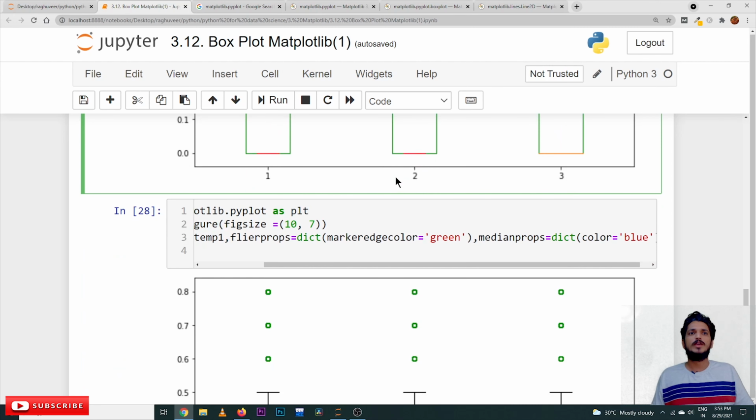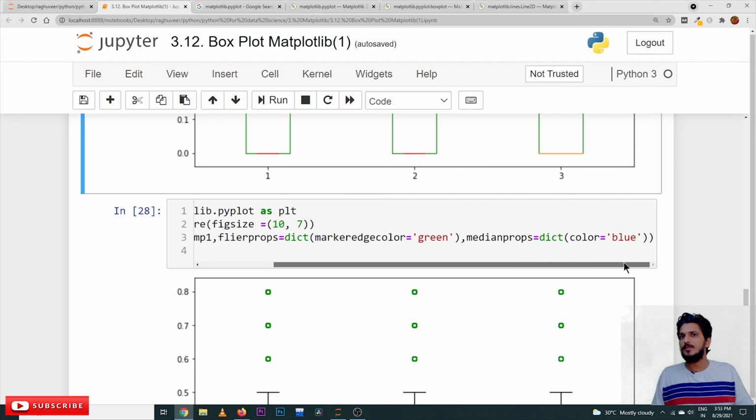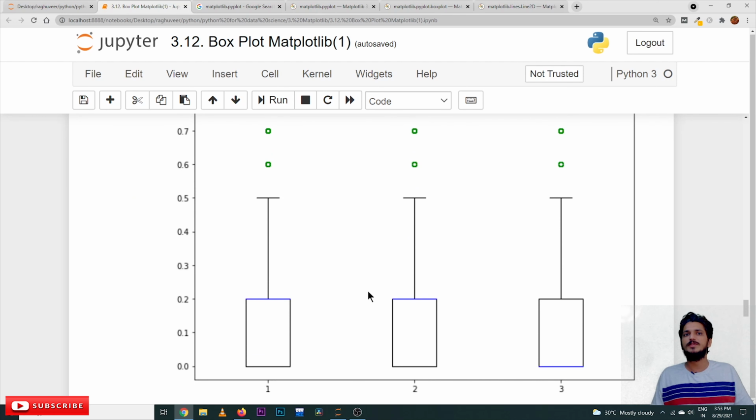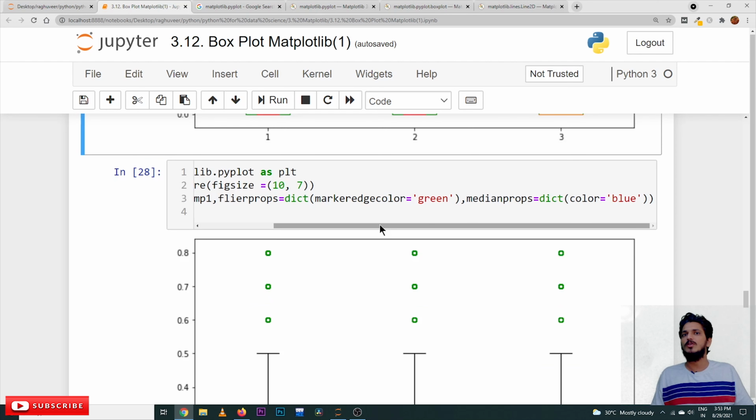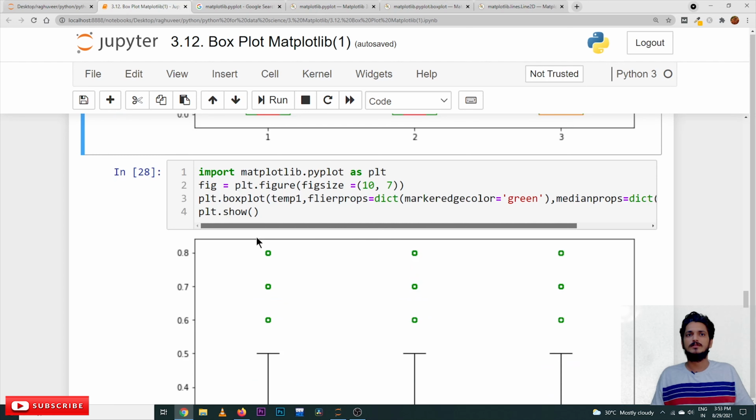And one more example we consider here. Flyerprops means these outliers are considered as flyer props. These flyer props are given marker edge color equal to green, and medianprops means this median value is given median properties, color equal to blue. We can assign different colors to this median properties. This is how we can.